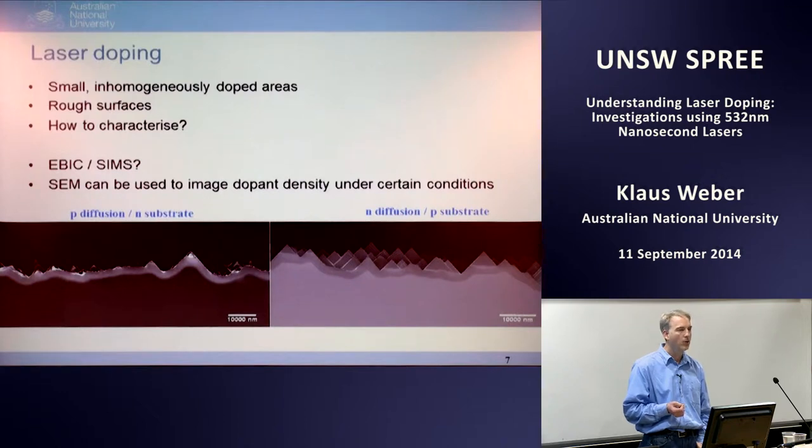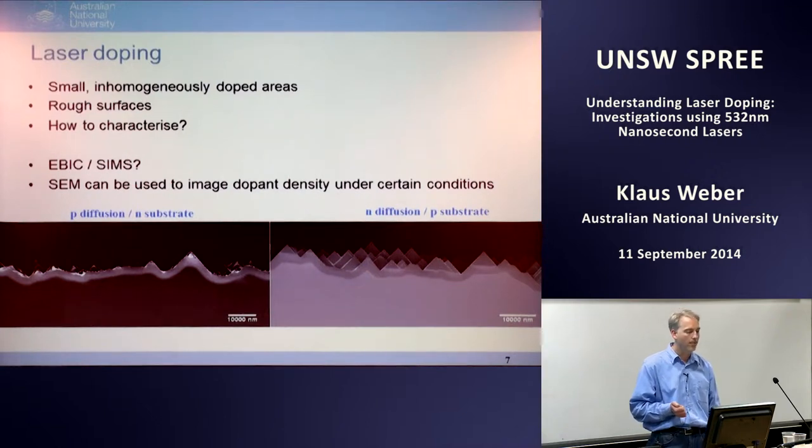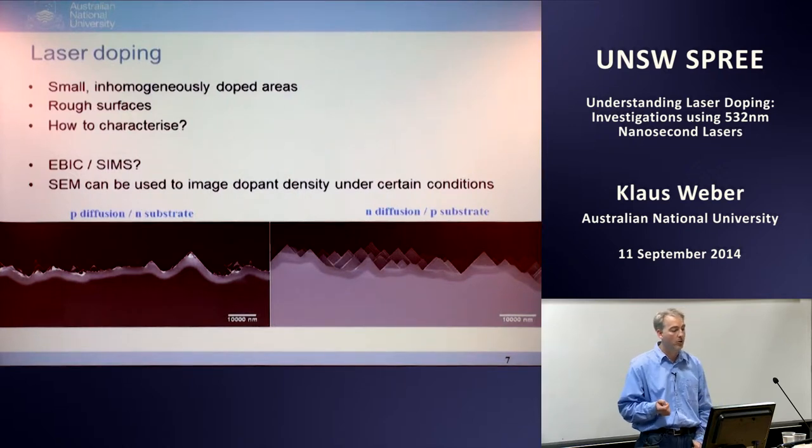EBIC can be quite good, and it's a relatively simple process, but it still requires you to have an EBIC setup. It requires some specialized equipment, and it requires a reasonable amount of sample preparation. So we didn't have EBIC available. We were looking for alternatives, and one of the techniques that we came across, which was already known in the literature, is the use of scanning electron microscopy with particular lens and particular parameters to be able to image dopant density.